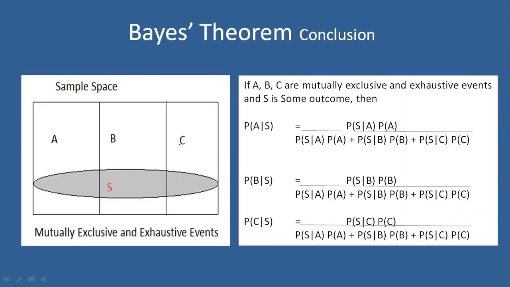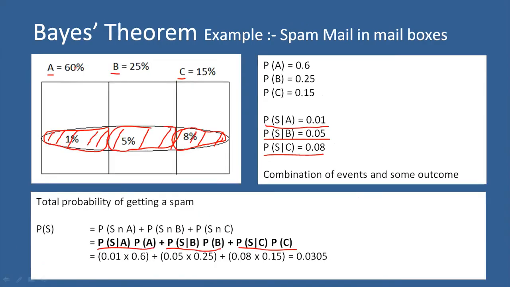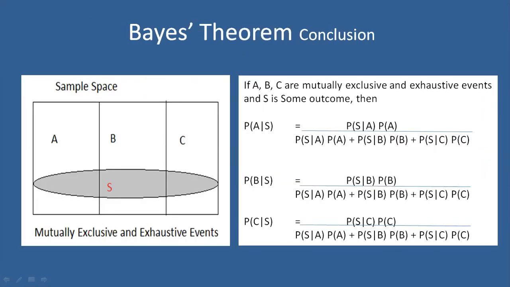So from this example, we can conclude that A, B, C are mutually exclusive and exhaustive events. Exhaustive means A, B, C all together make the sample space. That is, this 60 percent plus 25 percent plus 15 percent gives 100 percent. And they are mutually exclusive, which means that if one event occurs, the other will not occur, and S is some outcome.